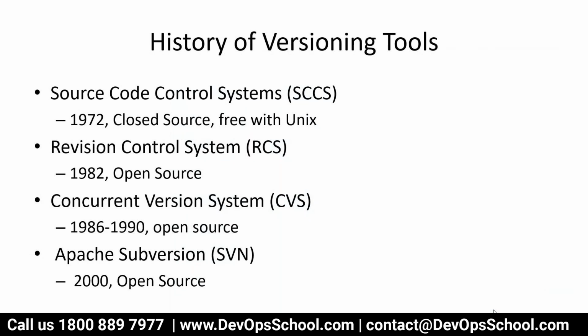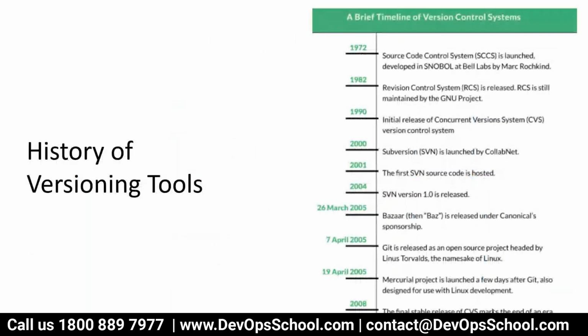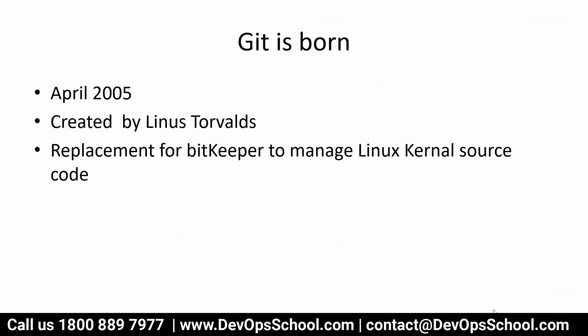We had SCCS earlier, then RCS, then CVS, then SVN. Now we are learning Git. There are also some commercial tools, for example Perforce, Clearcase, TFS, and all kinds of things. These are some of the history of versioning tools. I'll just ignore it because right now that's not our priority. But you should try to find out the history if you have curiosity for that. So, coming to Git.